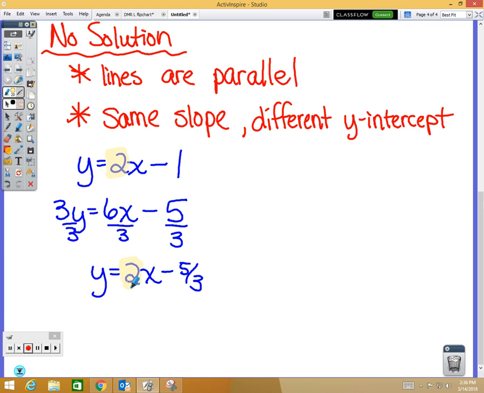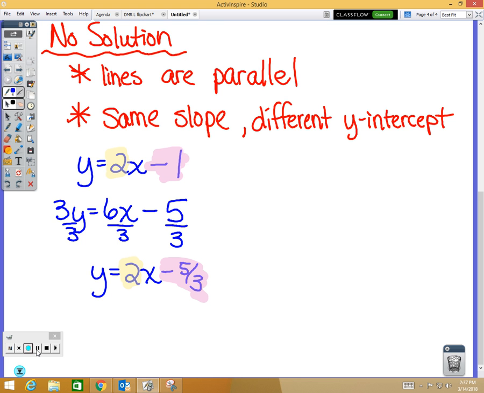The y-intercepts are different. So because the slope is the same and the y-intercept is different, if we were to graph these, which I'm not asking you to, then the answer would be no solution. These lines would never cross, no matter how large your graph was. Emma, question? Yes. All right, so any questions about no solution?